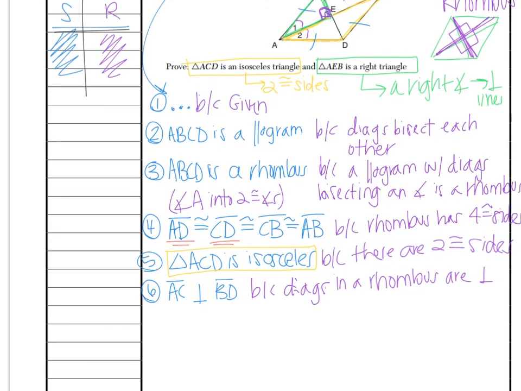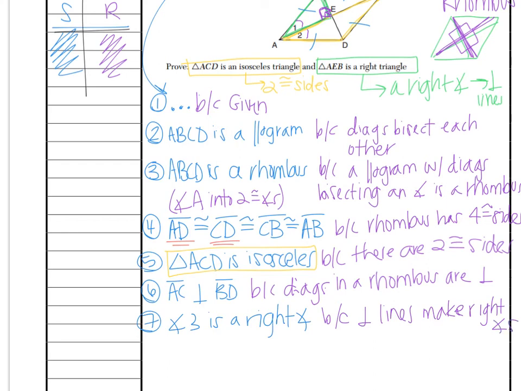So step 7 would be to say that angle 3 is a right angle, because perpendicular lines make right angles. And if you're like, wait, Miss Griffin, you didn't put congruent in there. Perpendicular lines make congruent right angles. You're right, I didn't put congruent in there because I'm not saying angle 3 is congruent to anything. I'm just saying it's a right angle.